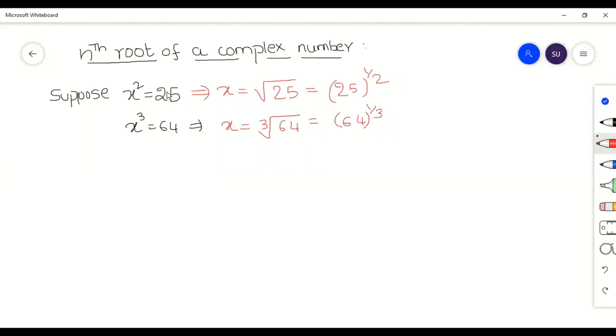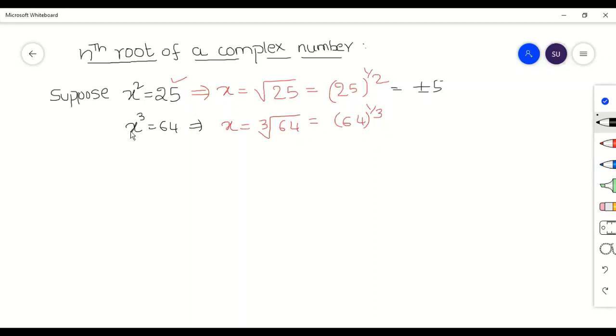Suppose x square is equal to 25. From this, x is equal to, we used to write root 25, which means what? Square root means whole to the power 1 by 2. How many values will we get here? Either plus 5 or minus 5, correct?